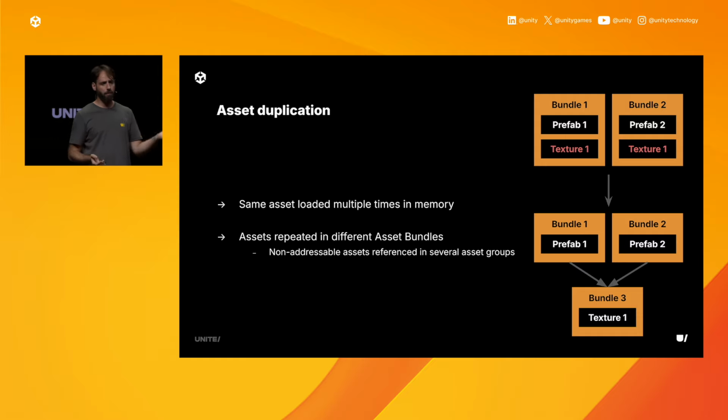In this example, we have bundle 1 and bundle 2 using prefab 1 and prefab 2. Both of them need texture 1 for rendering the prefab. But given texture 1 is not addressable, these bundles don't know where to pull the texture, so instead they copy the entire texture in each bundle. So if you load bundle 1, it will have its copy of texture 1, and if you load bundle 2, you will have another copy of texture 1. So this can be easily solved by making texture 1 addressable in a way that bundle 1 and bundle 2 can get the same texture from bundle 3.